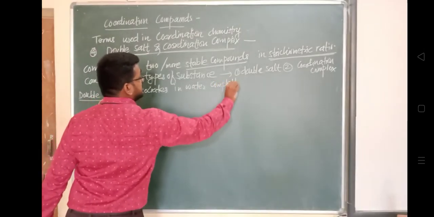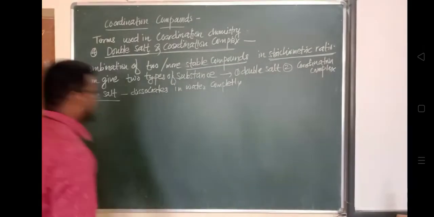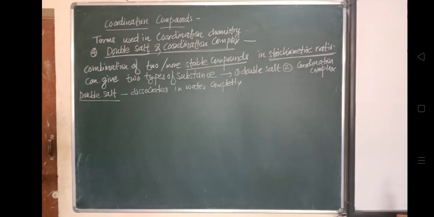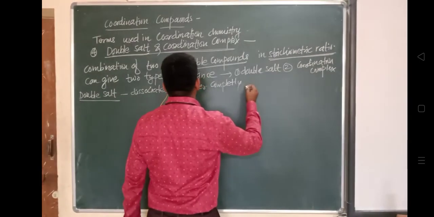And the next one is twice SO4 2 minus in aqueous form. So in this way, this Mohr salt will dissociate completely into simple ions: Fe2 plus, twice NH4 plus and SO4 2 minus. These are the simple ions that will form from this double salt. This is called Mohr's salt.